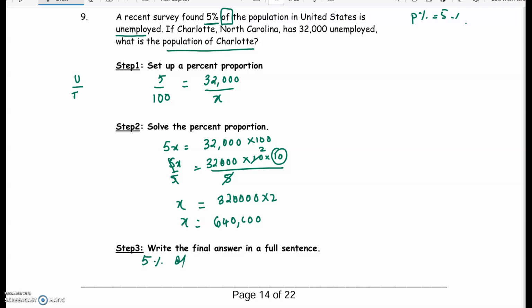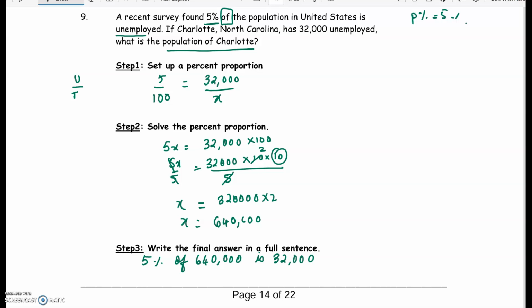So 5% of the total of 640,000 people living in Charlotte, North Carolina, 5% of this total is the unemployed people, so that is 32,000.